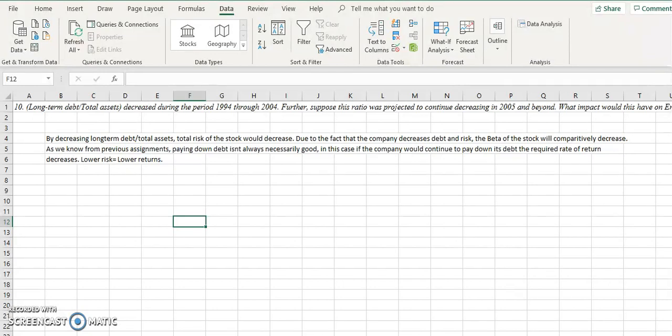In this case, if the company would continue to pay down its debt, the required rate of return would decrease. Essentially, lower risk equals lower returns, whereas higher risk equals higher returns. Though it is a little bit riskier, the higher the risk class is, the higher our return could be.